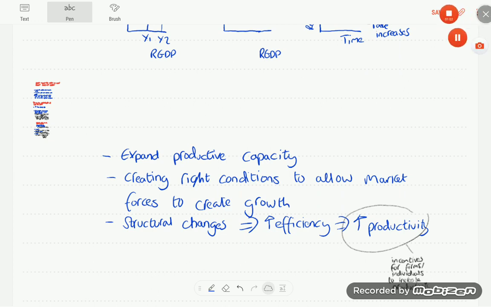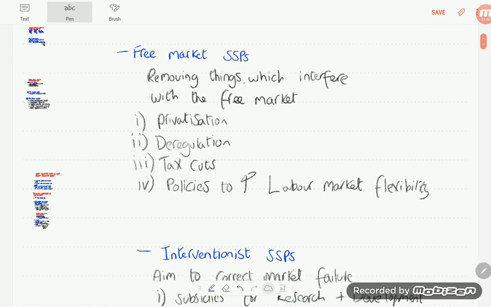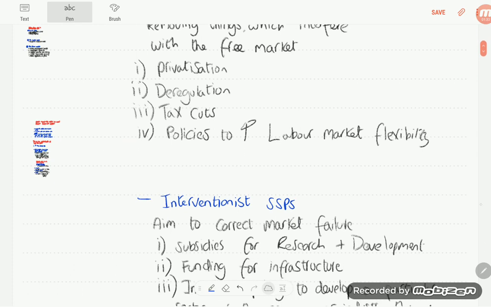Supply-side policies can be divided into free market and interventionist policies. Free market supply-side policies aim to increase efficiency by removing things which interfere with the free market. They include tax cuts, privatisation, deregulation, and policies to increase labour market flexibility. Examples of free market supply-side policies are noted here.